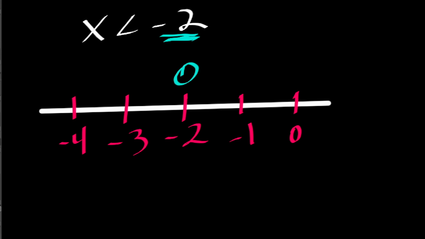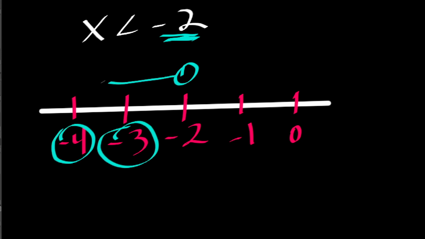Now, less than, should that go to the left or to the right? Well, if you take a look, all the values that are less than -2 would be to the left. That would be -3, -4, and so on. So this graph is going to point to the left. All right, let's look at another problem.